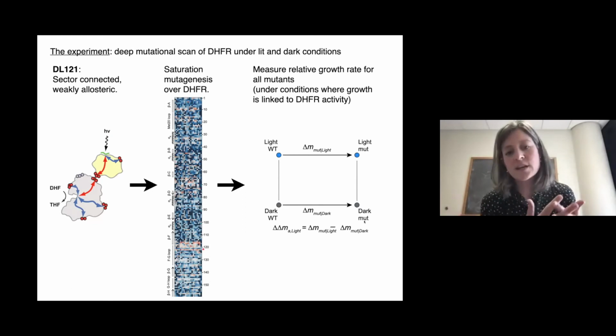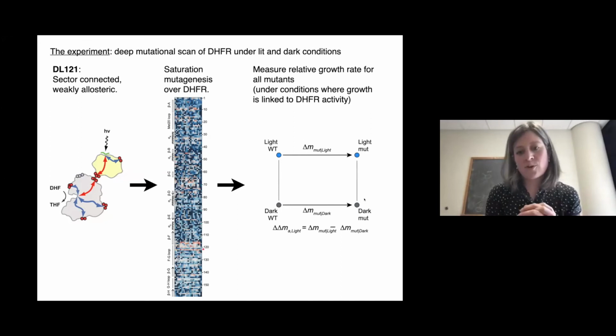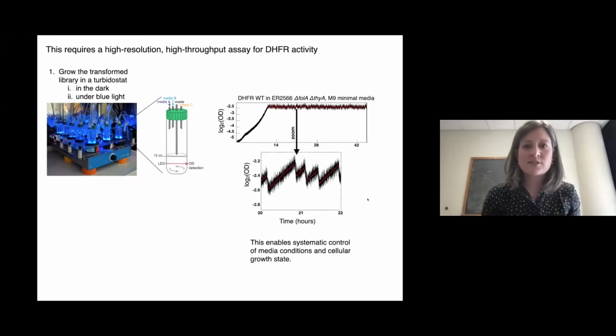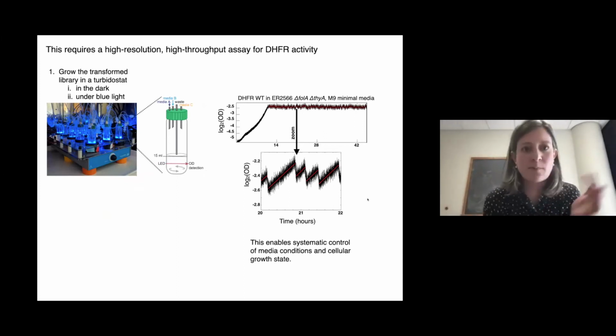And so to do this, from the outset, we wanted to make sure we had an assay with really good resolution because we're expecting that many of the mutational effects will be small, and we want to be able to see these, right? So here's how we fixed up our assay, right?